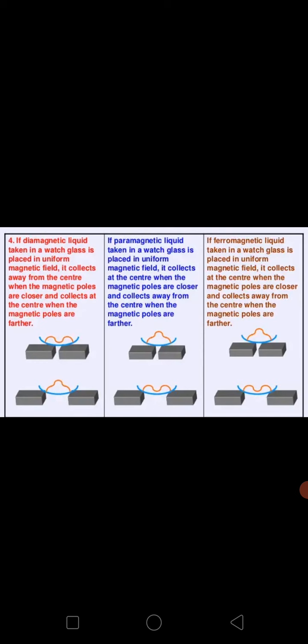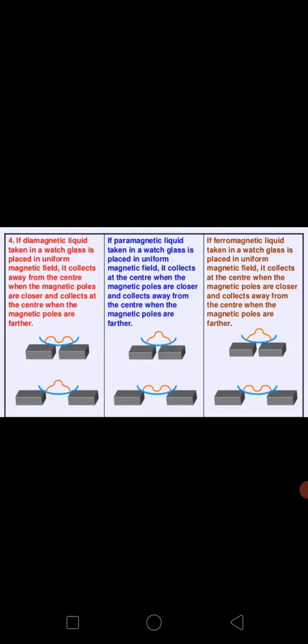Now just the opposite in para and ferro. When the pole distance is very less, then at the middle the field is stronger and the tendency of the paramagnetic substance is to move from the weaker to the stronger part of the magnetic field. So at the middle, in the first case, the magnetic field is stronger. So that is why the paramagnetic substance moves from the pole towards the center of the magnetic field.